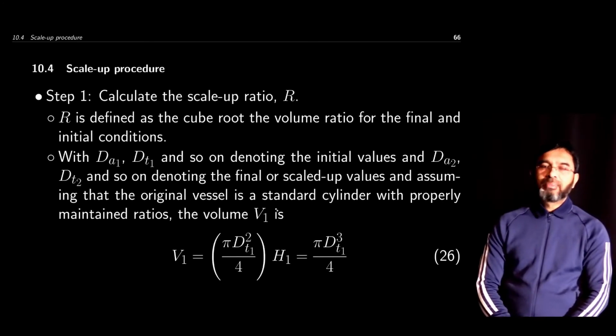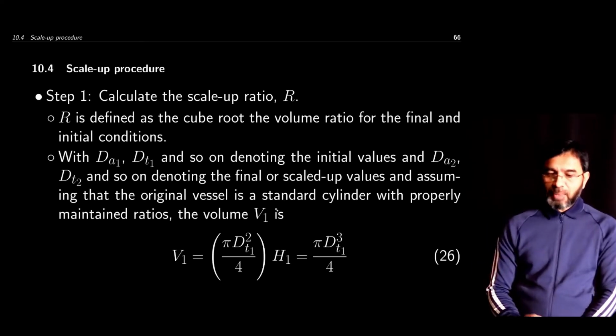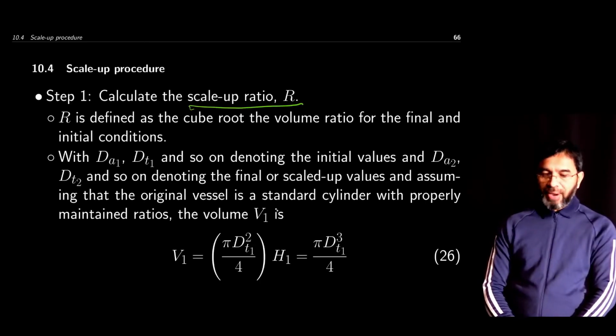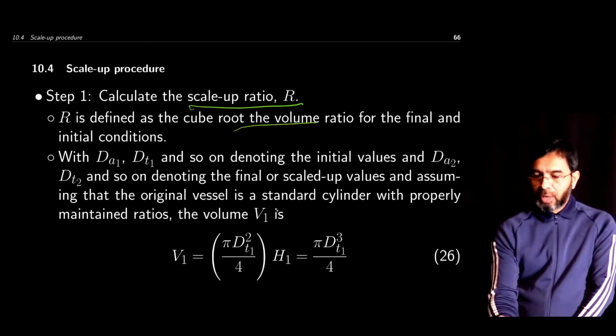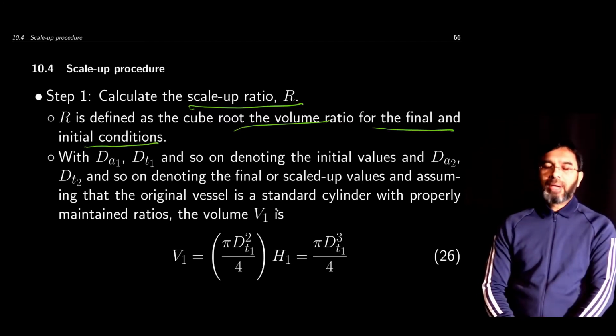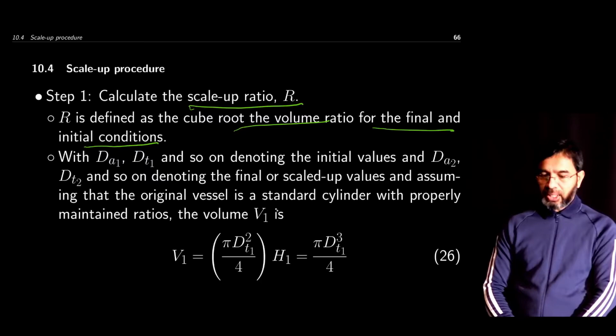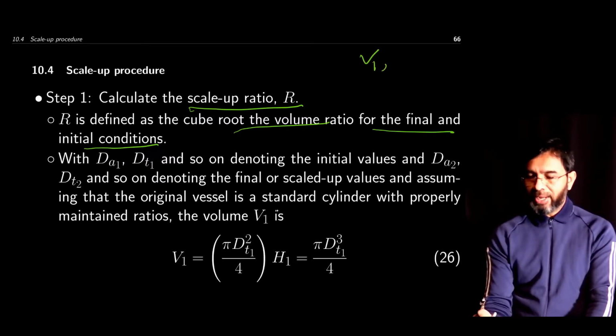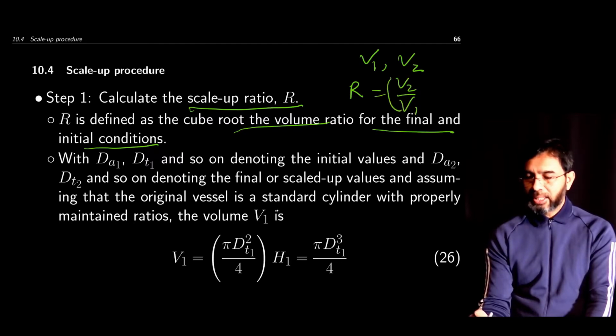We describe here a simple 4-step procedure. Step 1 is to calculate the scale up ratio. Now, this scale up ratio is defined as the cube root of the volume ratio for the final and the initial conditions, meaning if you have an industrial scale operation, if you have the volume to be V1 for the lab scale and V2 for the industrial scale, so R is defined as V2 over V1. This ratio, it's cube root.